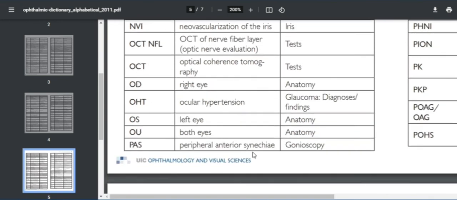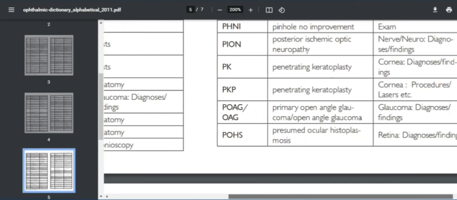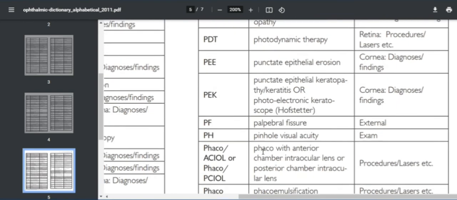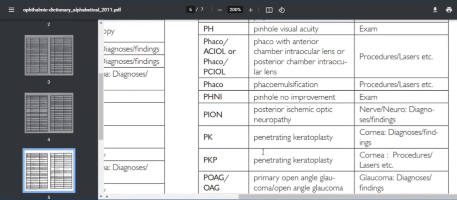OCT, optical coherence tomography, which is based on interferometry, where constructive and destructive interference occurs, and depending on the hyperreflective and hyporeflective areas, you can understand different layers of the retina. OD is the right eye, OS is the left eye, and OHT, ocular hypertension. PAS, peripheral anterior synechia, that is seen by gonioscopy. PBK, pseudophakic bullous keratopathy. PCO, posterior capsular opacity. PDR, proliferative diabetic retinopathy. PDT, photodynamic therapy, that is a retinal procedure. Okay. Now, PK, penetrating keratoplasty, full thickness corneal transplantation.